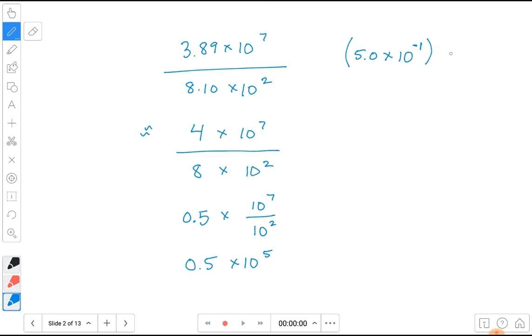And we will multiply that by 10 to the power of 5. Now we have base 10 multiplying by another base 10 number. So to get the answer, we add the exponents. So negative 1 plus 5 is 4. 5.0 times 10 to the power of 4 is our estimate for a solution to this original problem.